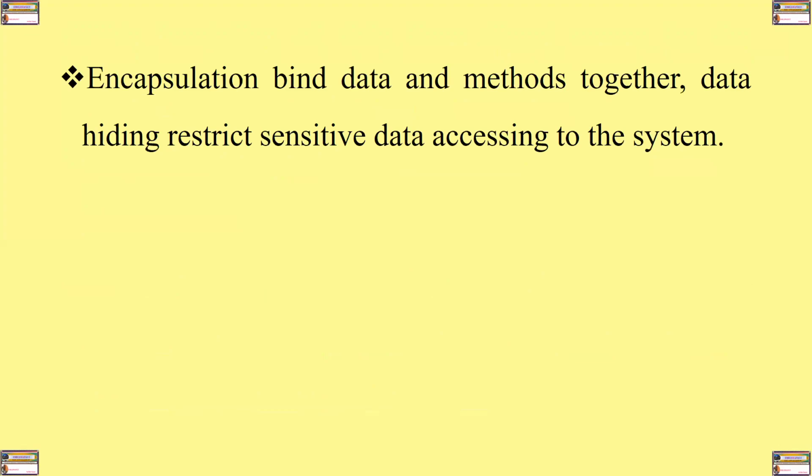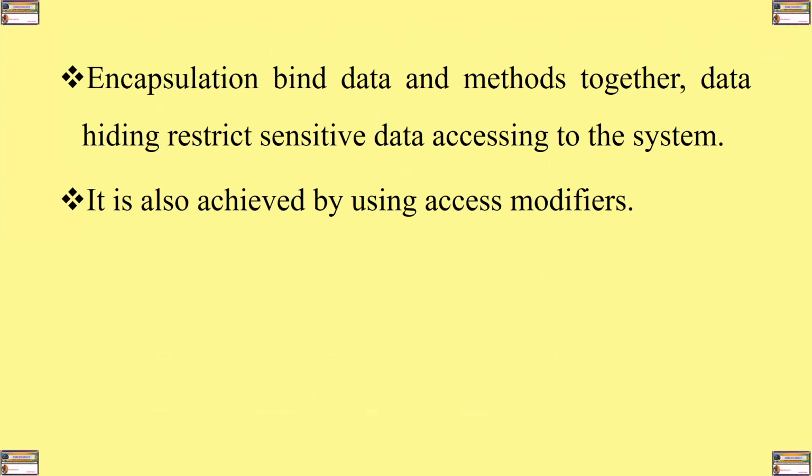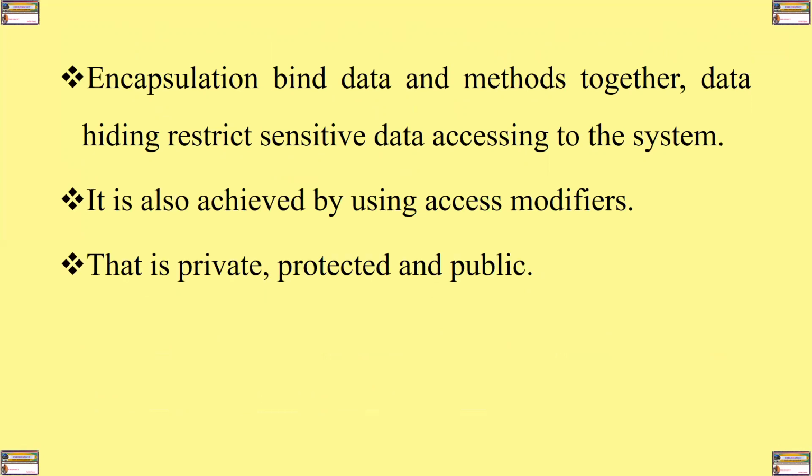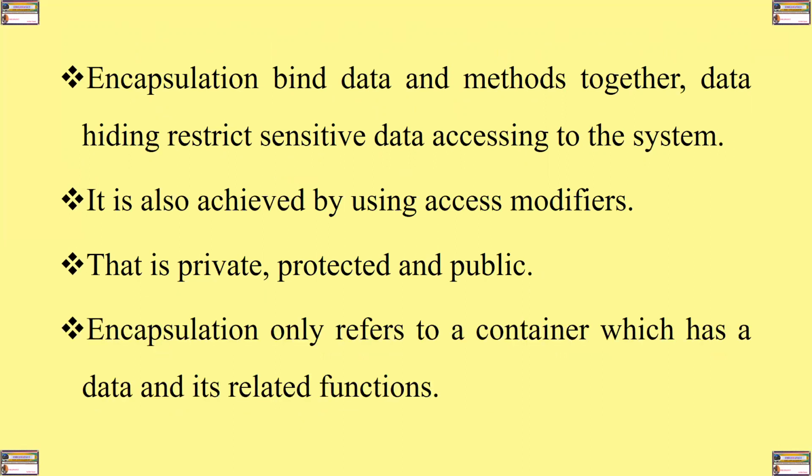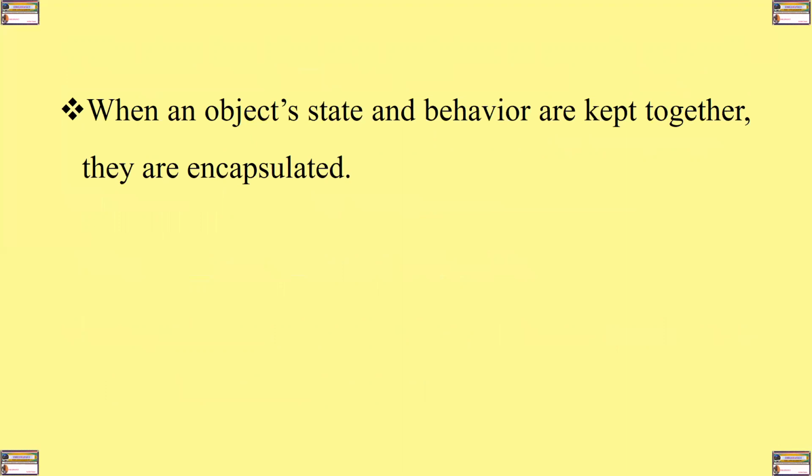Encapsulation binds data and methods together. Data hiding restricts sensitive data accessing the system. It is also achieved by using access modifiers. That is, private, protected, or public. Encapsulation only refers to a container which has data and its related functions. When an object's state and behavior are kept together, they are encapsulated.